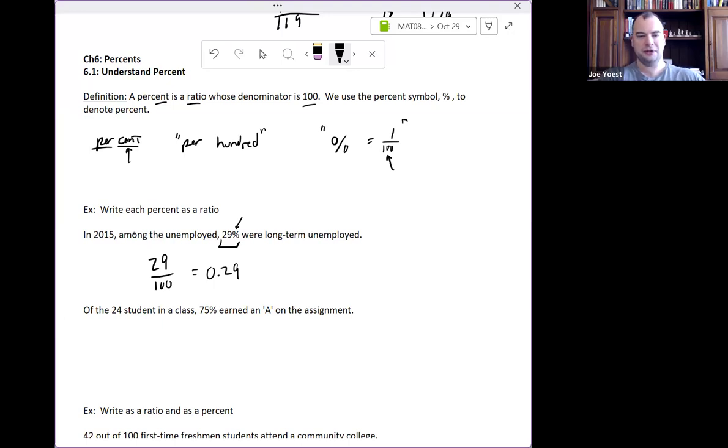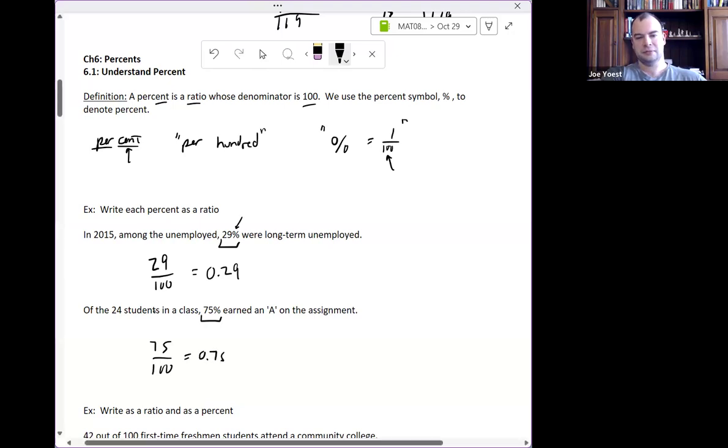Or I might say that of the 24 students in a class, 75% earned an A on the assignment. That's my percent. I could write it as a ratio, 75 over 100. I could write it as 0.75. Or I could write it as a simplified fraction. 75 over 100 is 3 divided by 4, 3/4, after I divide out one factor of 5, and then another factor of 5 after that.